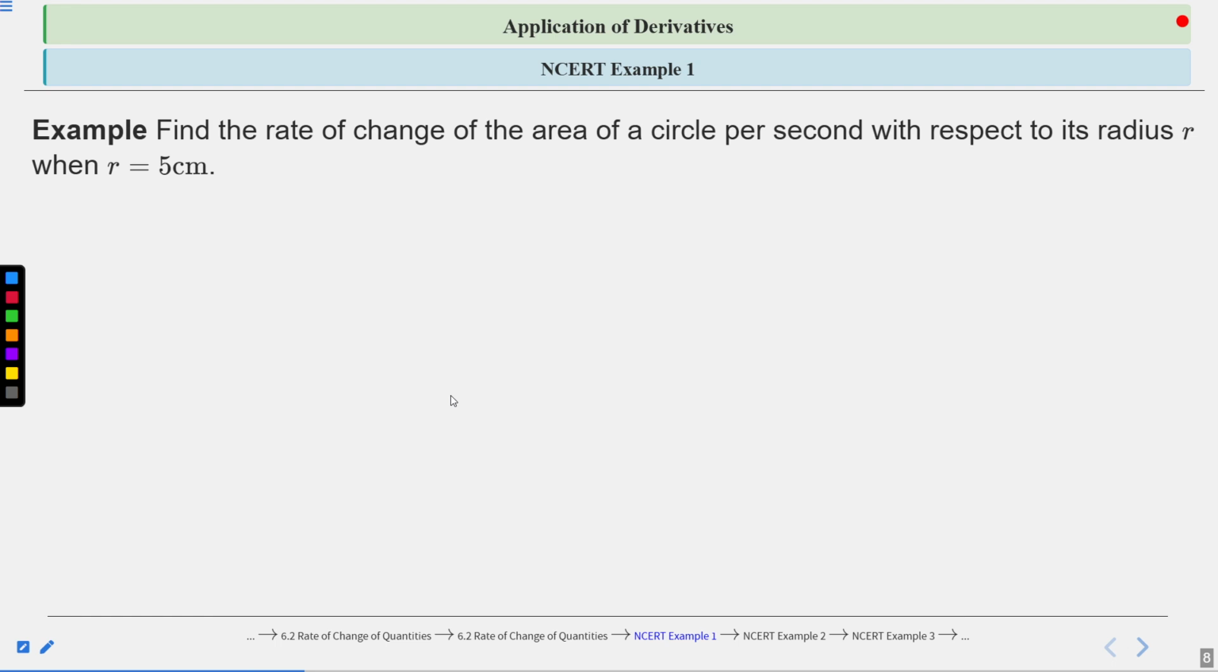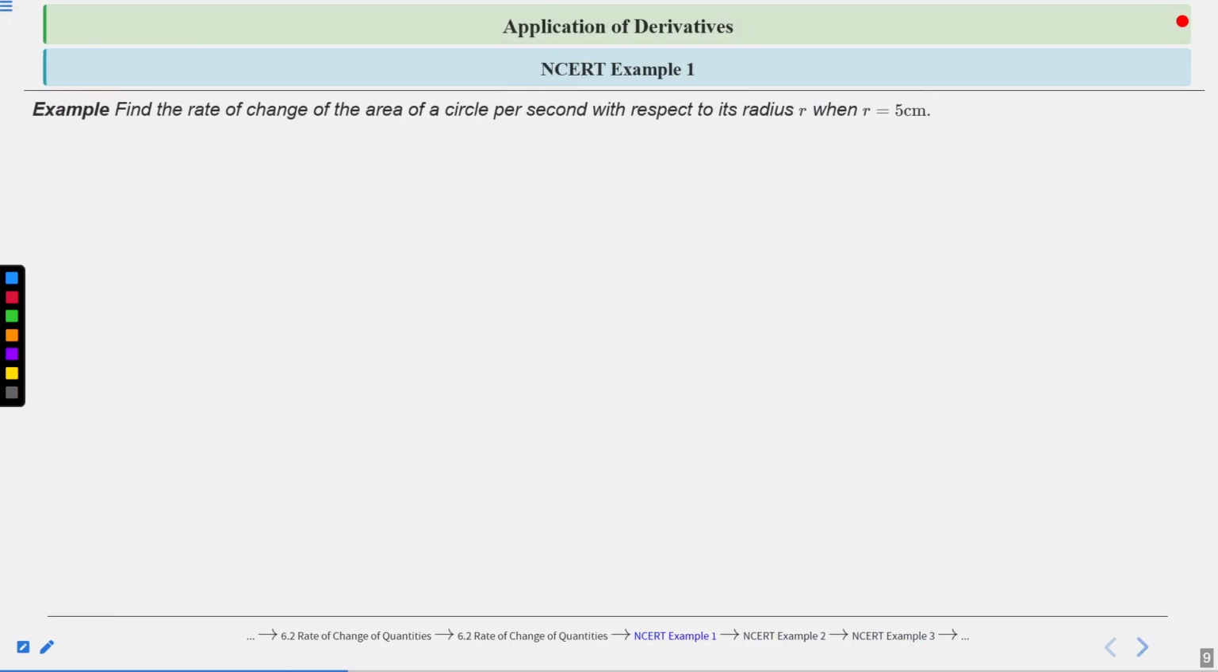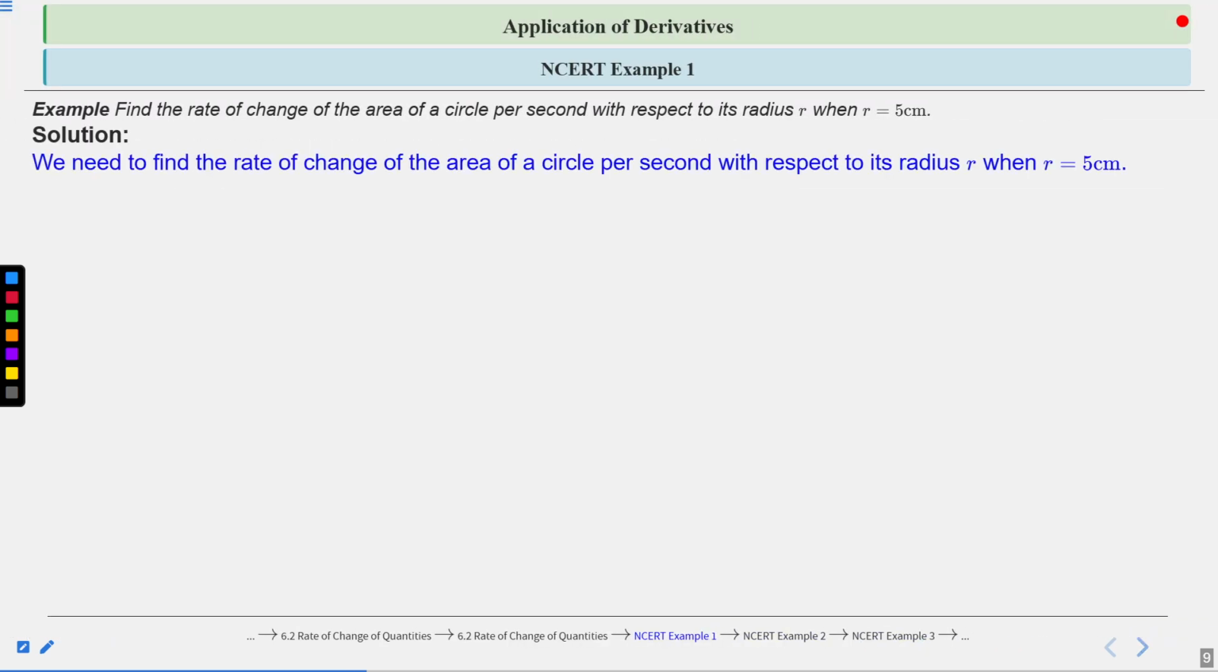NCERT example 1. The example says: find the rate of change of area of a circle per second with respect to its radius r when r is equal to 5 centimeter. Clear? Let us see the solution part, right? Now we need to find the rate of change of area of the circle with respect to its radius r, when r is given as equal to 5 centimeter, right?